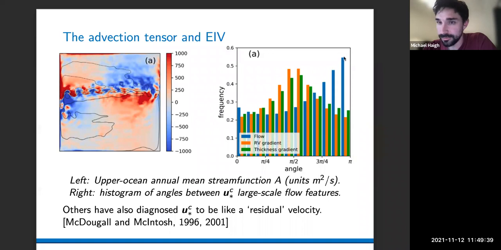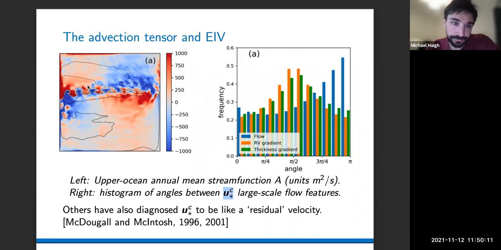But I want to draw attention instead to the blue one, which is the one which peaked near values of pi, because this is the angle between the eddy-induced velocity and the large-scale velocity vector. What this tells us is that typically this eddy-induced velocity is oriented in the direction opposite to the large-scale flow. What's also important is that this eddy-induced velocity has magnitudes very similar to the large-scale flow.